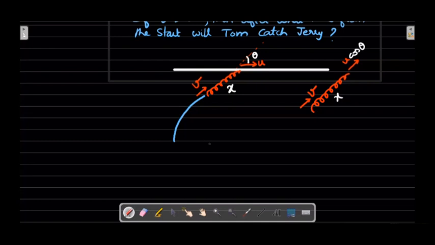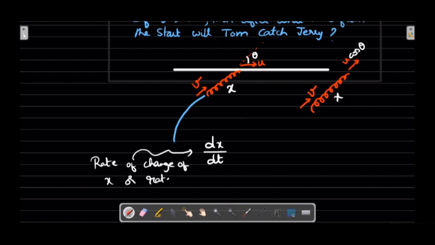Right. So if I write dx by dt, this is nothing but rate of change of x, or simply rate of increase of x. If I want to call it rate of decrease of x, I need to put a minus sign. So let's look at it as an increase only. I know we are supposed to reduce it, but let's talk about it as an increase only.